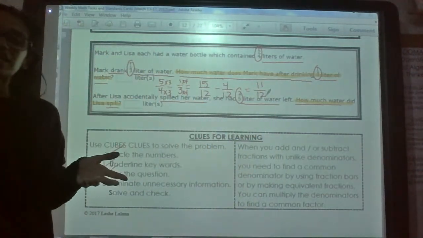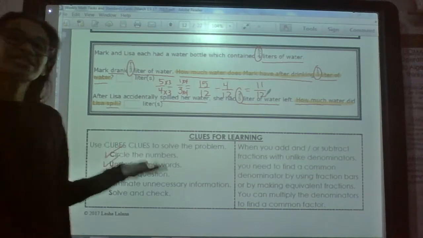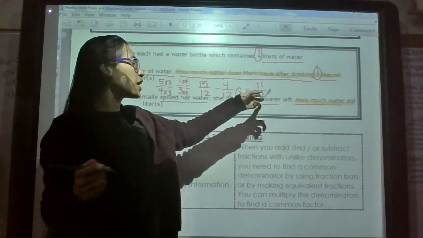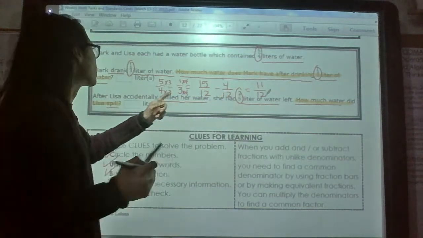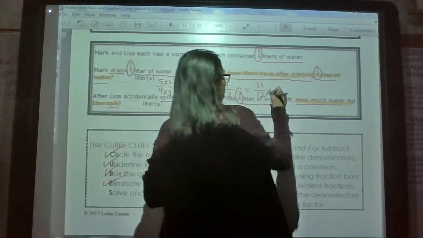All right, now when you have an answer, what do we always do? We always simplify that answer. Do you need to simplify that? Nope, we're done. So that is 11/12 what? Liters of water.